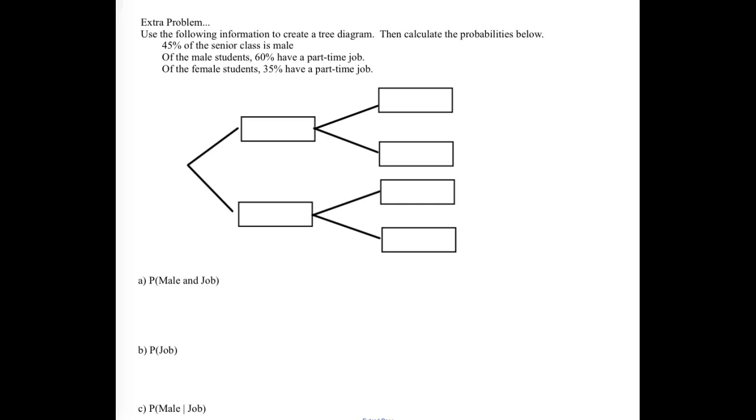All right, let's just double check that we have our events correct. What did you do for the first branching? Okay, male and female. And then what's the second event? They have a job or they don't, yes? Okay, so job and no job? All right. Continue on, plug in your percentages, and then figure out what path they're asking you to take.